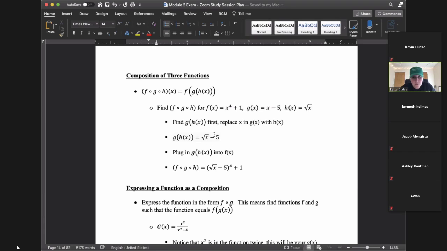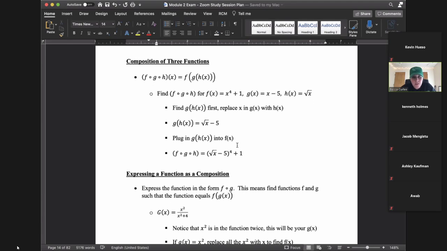Then you're going to take this whole answer that you found for g of h of x, and you're going to plug it into f of x. So anywhere that we see the x in f of x, we're going to just put this whole thing right in there. So it's going to be the square root of x minus 5, to the fourth, plus 1.